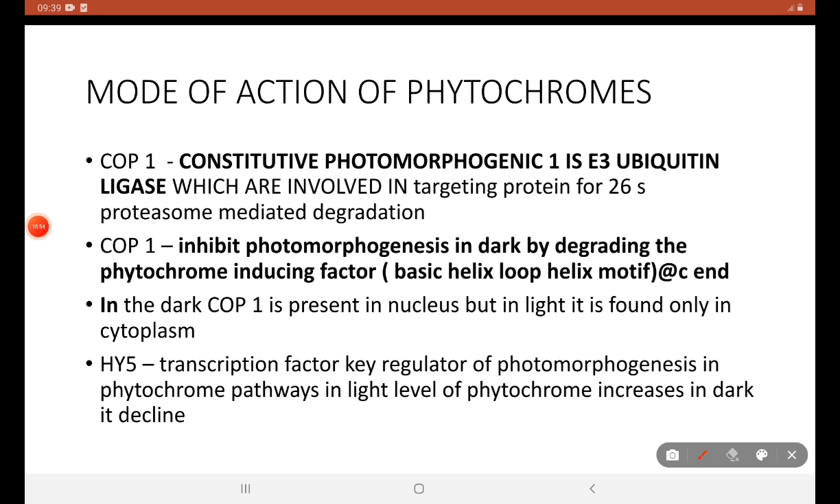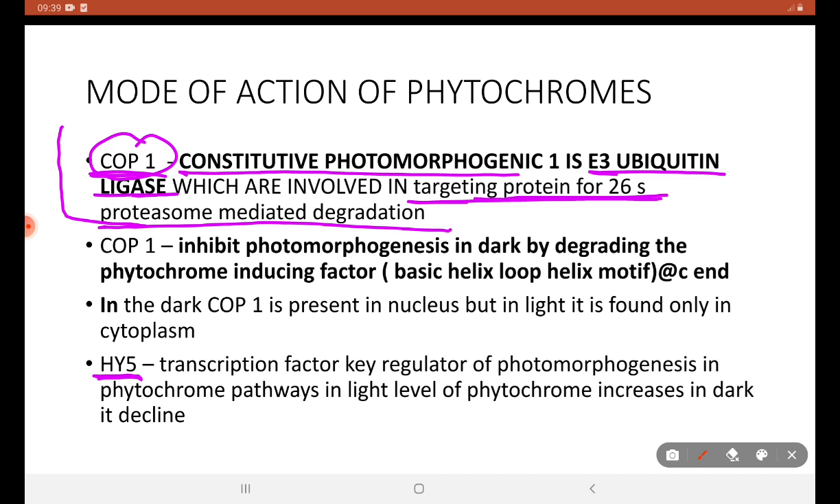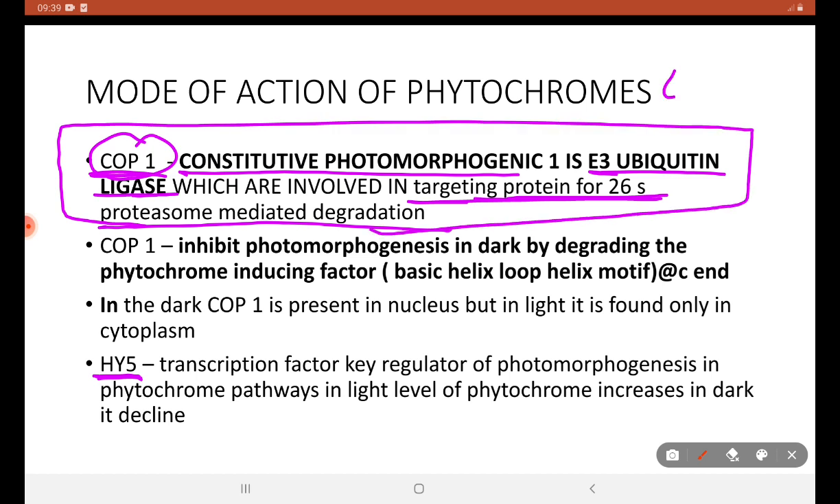Now we are going to see the mode of action of phytochromes in dark and in the presence of light. First we will see what happens in the dark. Before that, we need to understand a few abbreviations, a few components involved in the signaling pathway. First is COP, another is HY5. COP1 is called constitutive photomorphogenic 1. It is an E3 ubiquitin ligase which is involved in targeting proteins for 26S proteasome-mediated degradation. This is the exact definition of COP1.